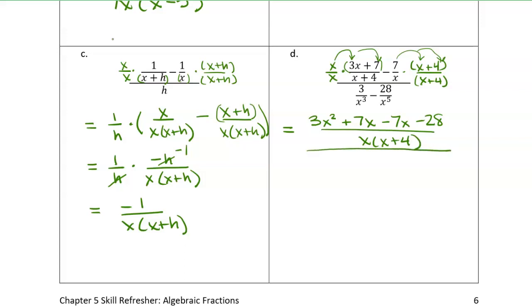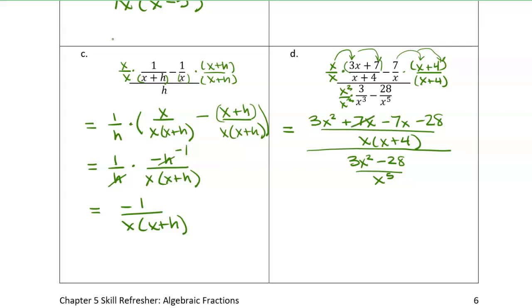Now let's see what we can do for the denominator here. Let's try to simplify that. I have an x cubed and I have an x to the 5th, so this first fraction needs a couple factors of x. So I'm going to multiply by x squared over x squared. And then this will become 3x squared minus 28 all over x to the 5th. All right, still have a complex fraction, but now I only have one fraction in the numerator and one in the denominator.